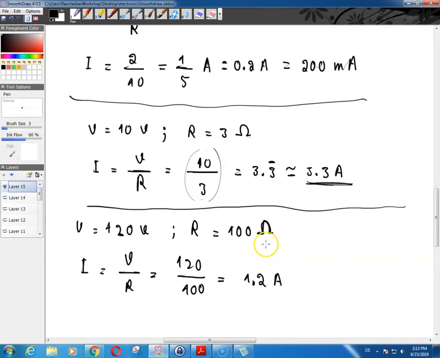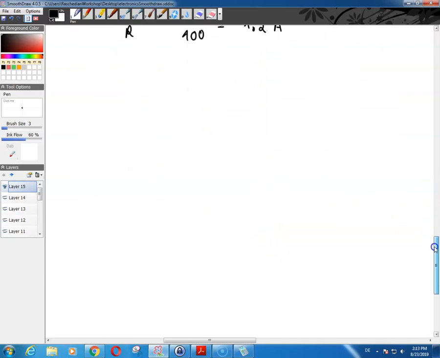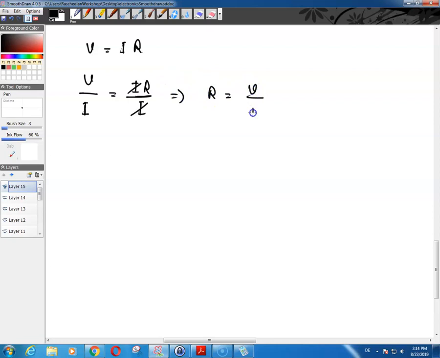Now you can again do the same thing, rearrange this formula in order to calculate resistance. So we said that V is equal to IR. Divide both sides of this equation by I, you will get V divided by I is equal to IR divided by I. Cancel these two out, and so you will get R is equal to V over I. R is equal to V over I. And you can use this relationship or this equation in order to calculate resistance when you have voltage and current.